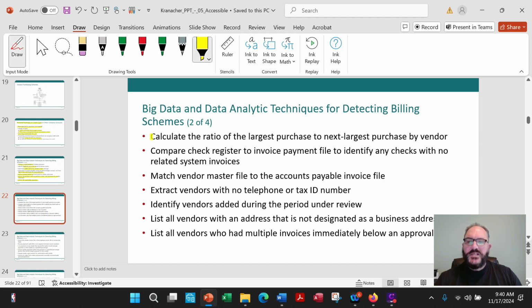Calculate some ratios. Again, this is our type of ratio analysis. Match vendor file. No telephone or tax ID number. That's a big giveaway right there. Okay.